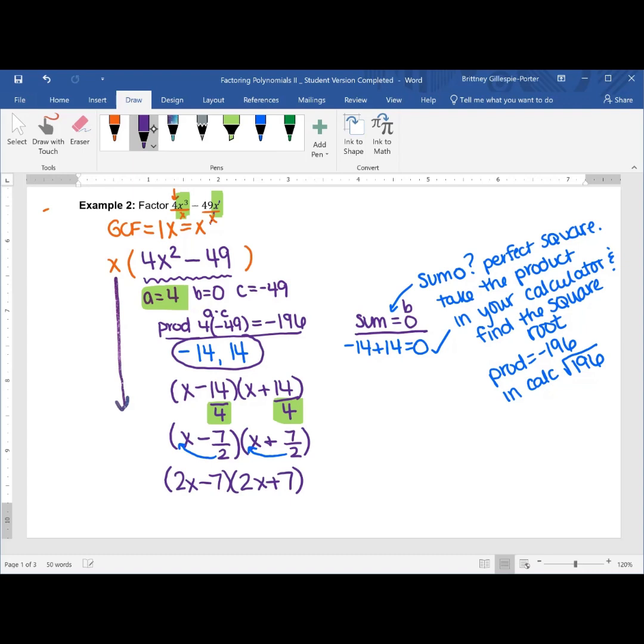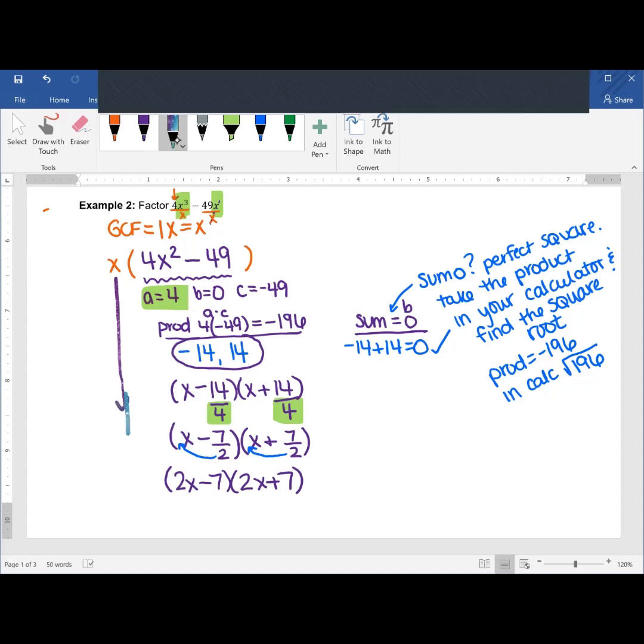And this time you are not going to get yelled at by your mom. You are going to remember your sibling, that GCF of x, which means that our final answer is x times 2x minus 7 times 2x plus 7.